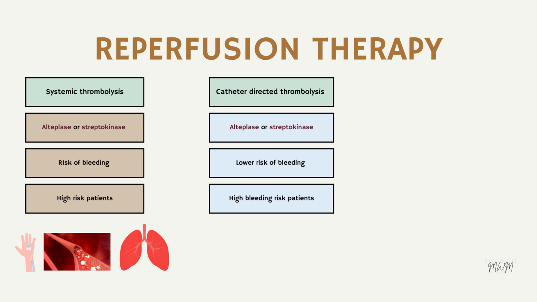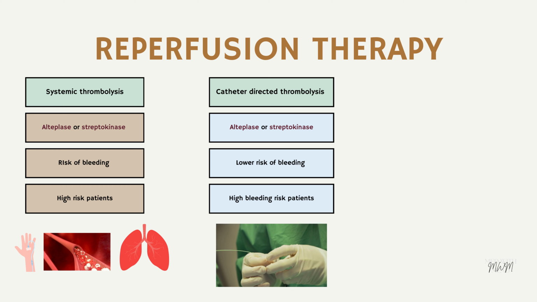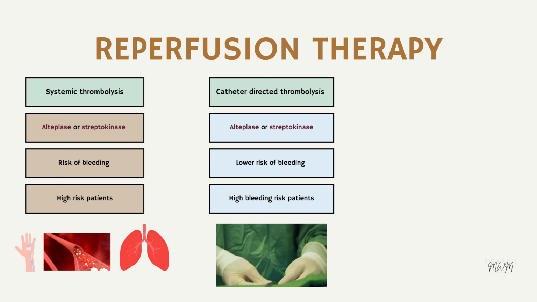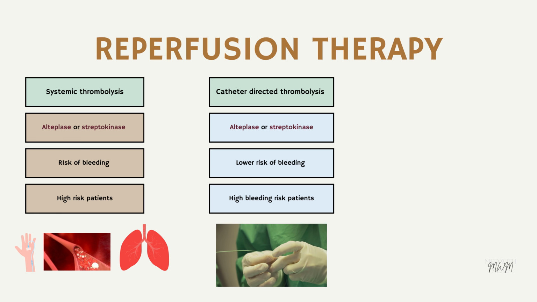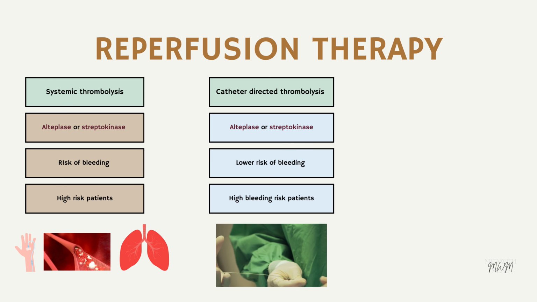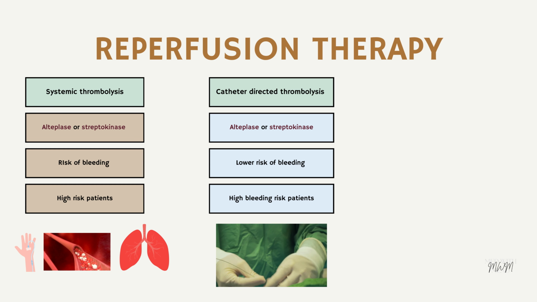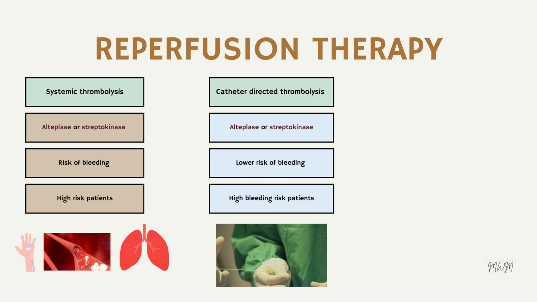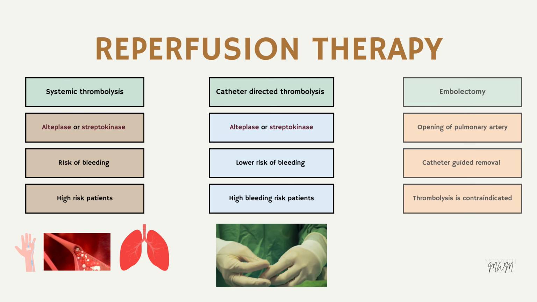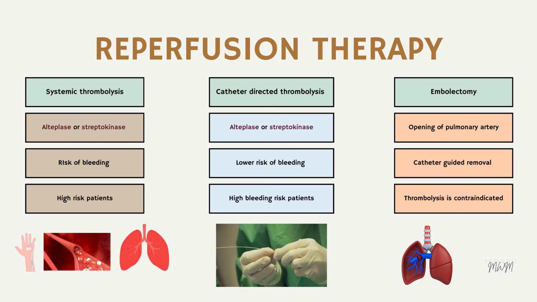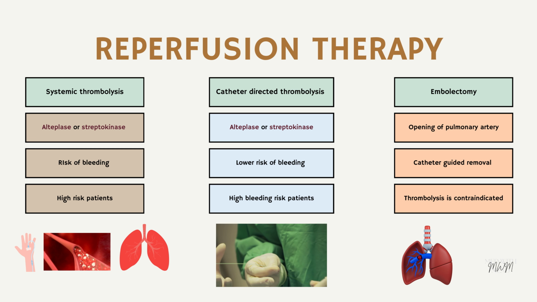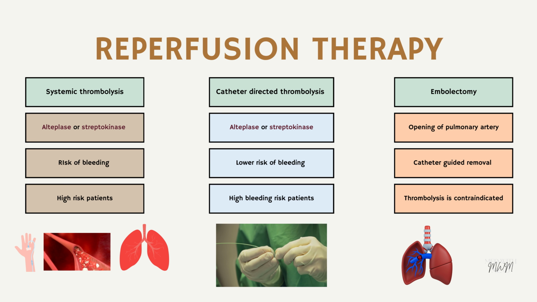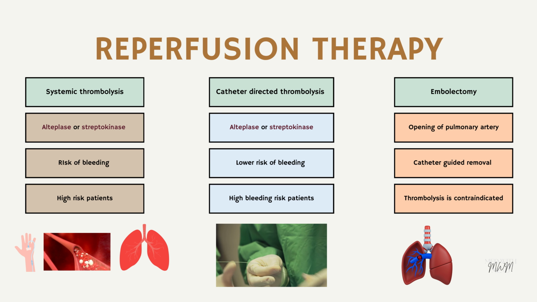Second, we have catheter-directed thrombolysis. Here, the same fibrinolytic agents are delivered directly into the clot through a catheter placed in the pulmonary artery. Because the drug acts locally, smaller doses are needed, which lowers the risk of major bleeding, and this option is often used in patients with high bleeding risk. And finally, embolectomy, which is performed when thrombolysis is contraindicated. It can be done surgically by opening the pulmonary artery or via a catheter guided mechanical approach to remove the clot.